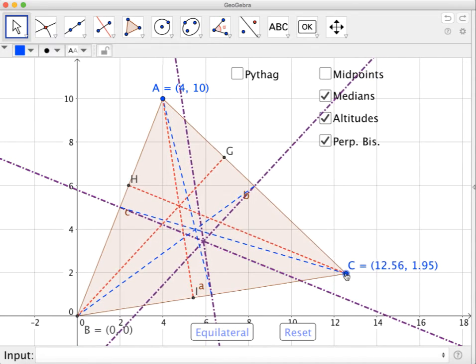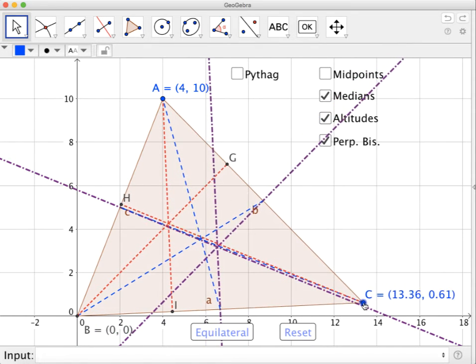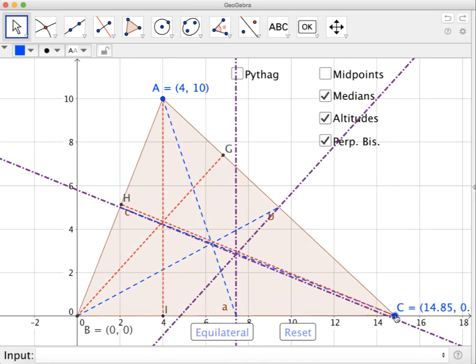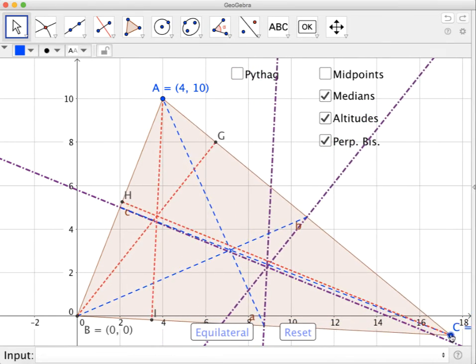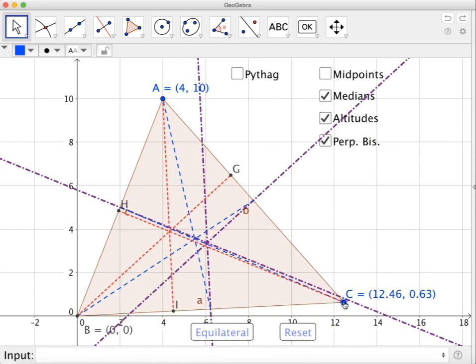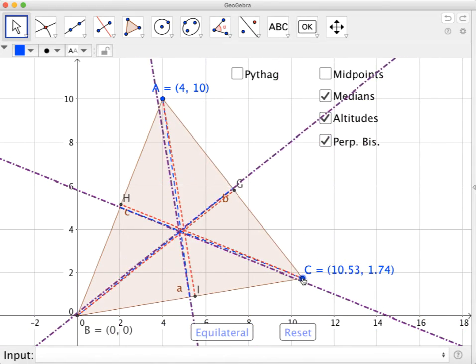As I move point C, we can see that's no longer going to be the case. If I move point C along this purple line, which means that the triangle remains an isosceles triangle, we can see that some of the lines coincide, but certainly by no means do all of them coincide.